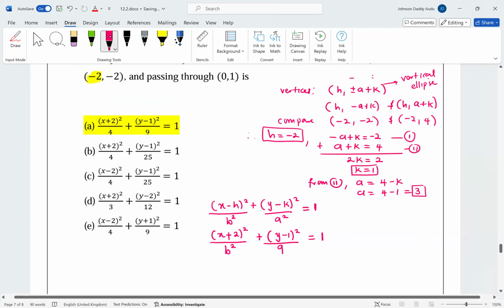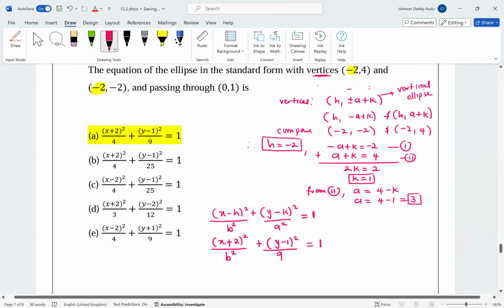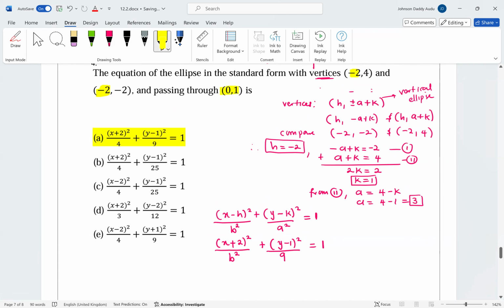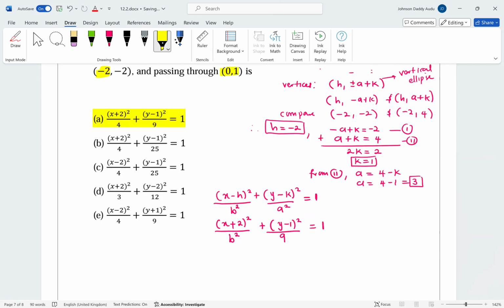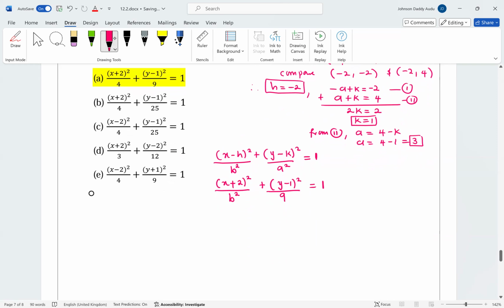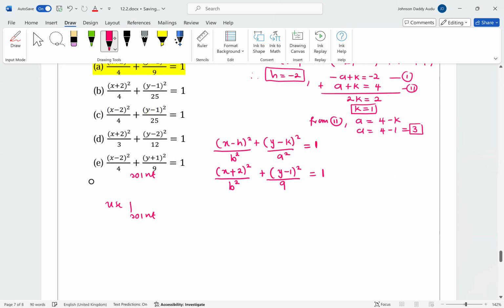All right, so if you look at this question, there is something we have not used. We have not used this point. Now we can use this to find b. So use the point. What is that point? 0, 1. So we use the point 0, 1. What does that mean? It means you take this to be x and this to be y.